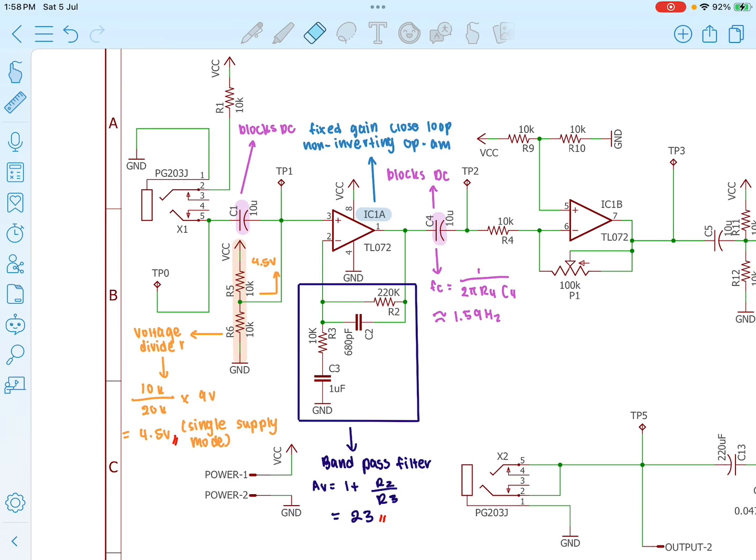This filter allows only the relevant frequency range of the heartbeat to pass through while blocking low-frequency noise such as breathing and removing high-frequency interference like electrical noise. Lastly, the coupling capacitor C4 blocks DC and allows AC signals to pass through. With a cutoff frequency of 1.59 Hz, C4 ensures that any signal below that threshold is attenuated, while the heartbeat frequencies above it pass through clearly. This helps prevent saturation and distortion in the following amplification stage.